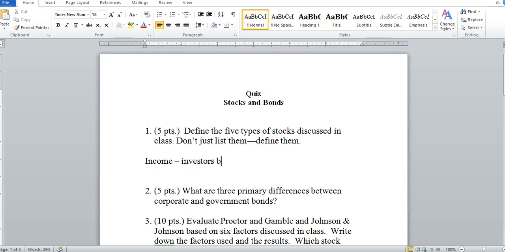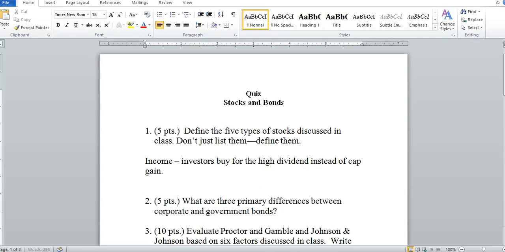Investors buy for the high dividend instead of cap gain. Okay, that's what it is. It's an income stock. The purchasing decision is for that dividend income. Okay, so it's usually for investors who are living off dividends. So that would be an example. The other types we talked about would be growth, blue chip, cyclicals, and penny stocks.